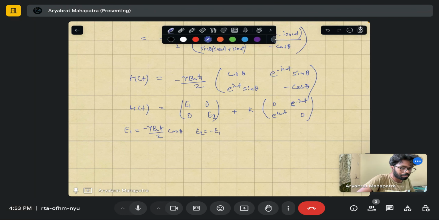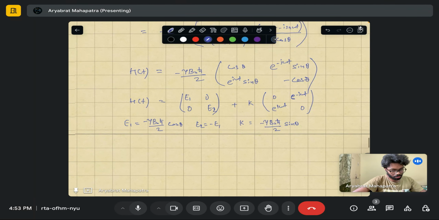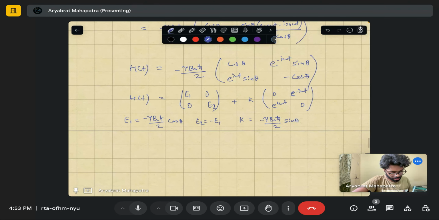Then you have k, that is equal to minus gamma B naught h bar over 2 sin theta. So this is your Hamiltonian. Why I'm separating this is to let you know that this Hamiltonian attains this kind of structure. Let me call this HP. This is the bottom part of the Hamiltonian.